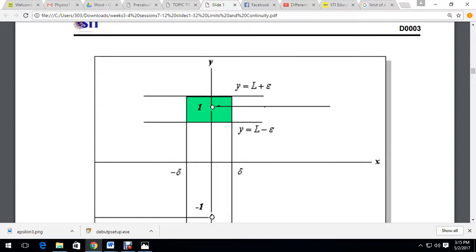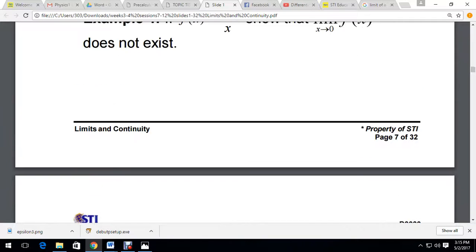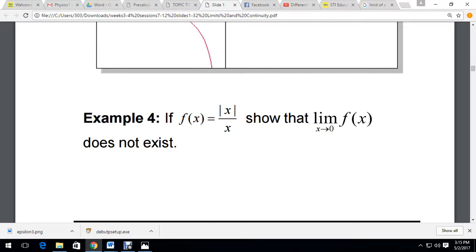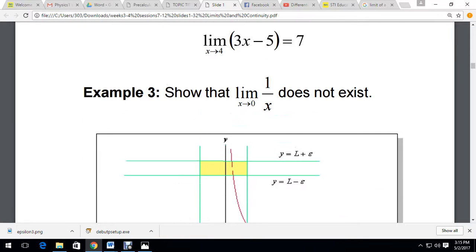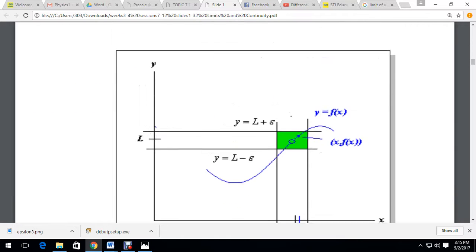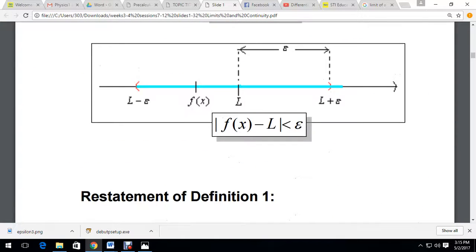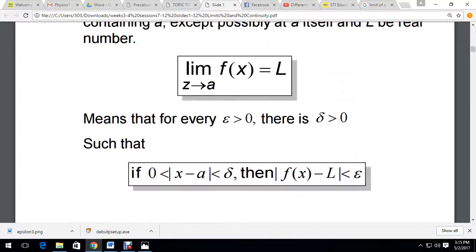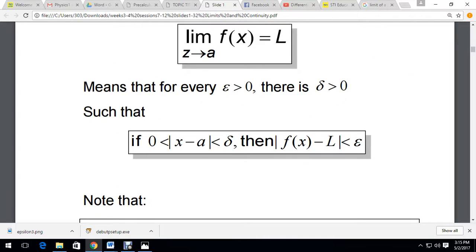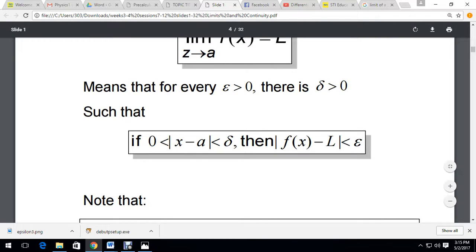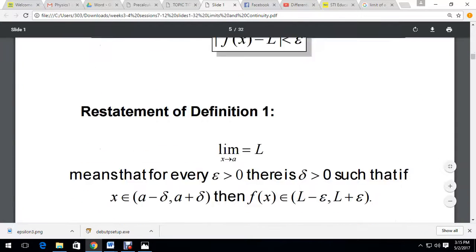Then that means there are values outside the epsilon neighborhood. We could find a value of L outside the vicinity. Then that means it is not in conformity with the definition. With this definition, because we could find a value of L outside the epsilon neighborhood, that means the limit does not exist.